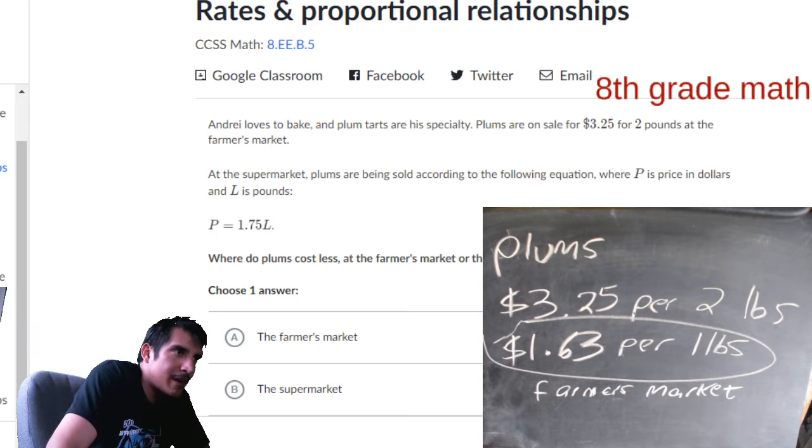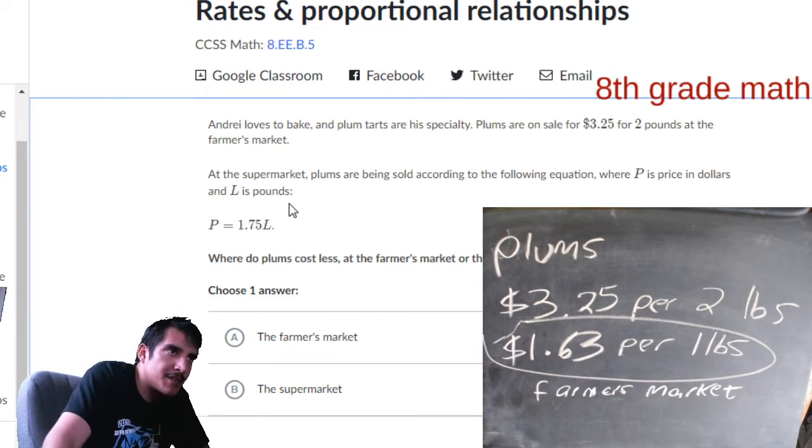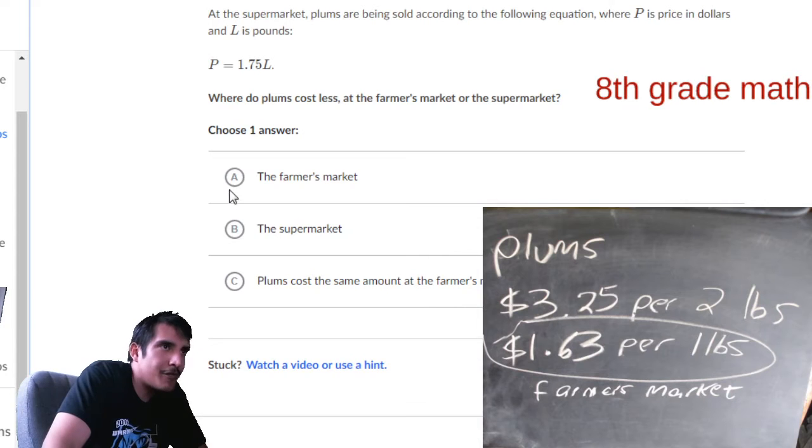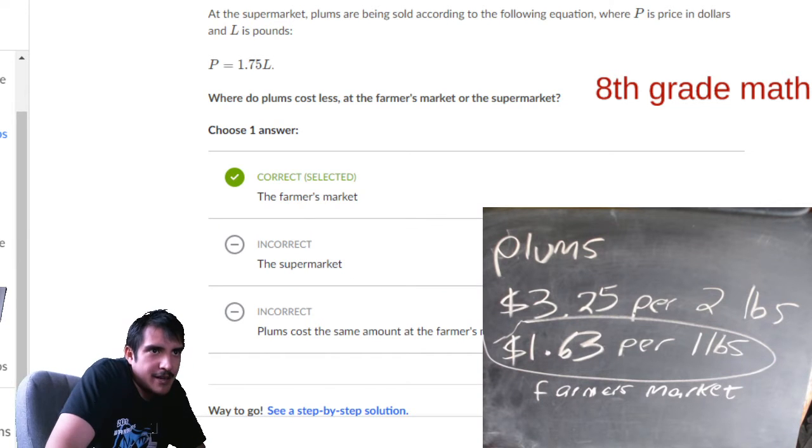So now that we know the rate at both places, where do plums cost less? At the farmer's market or at the supermarket where it's 1.75? The answer is at the farmer's market, because that's the lower price. That's where it costs less. Hooray.